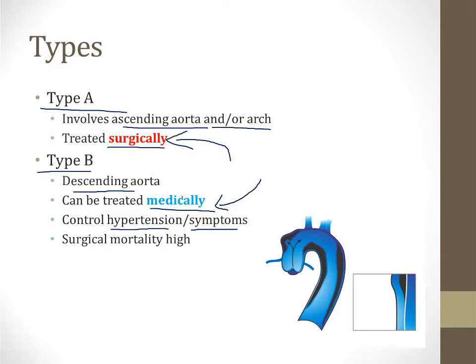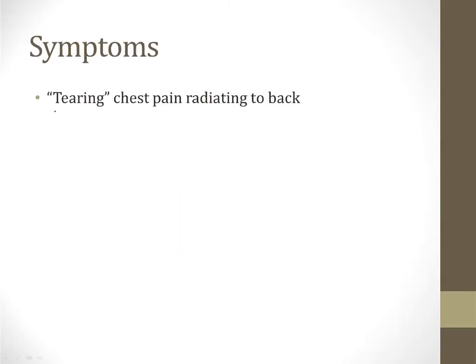And the reason type Bs are treated medically is because the mortality from surgical intervention is very, very high, and the mortality from medical intervention is also high, but it's usually lower than the mortality if you go to the operating room. The symptoms of an aortic dissection are tearing chest pain that radiates to the back. In real life, there are a variety of vague symptoms that can develop, and diagnosing an aortic dissection can be very difficult.